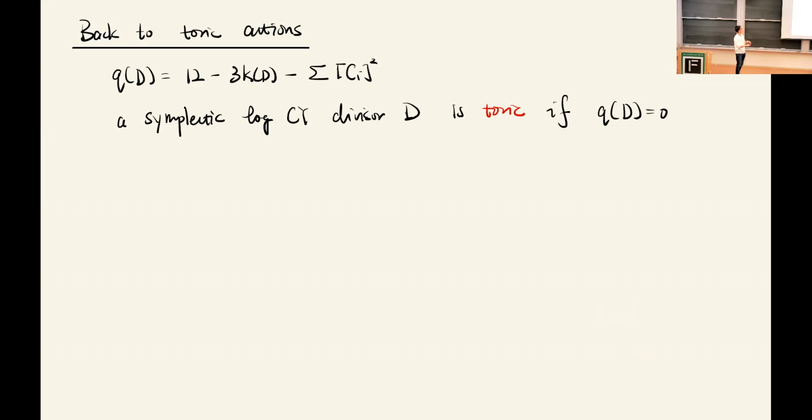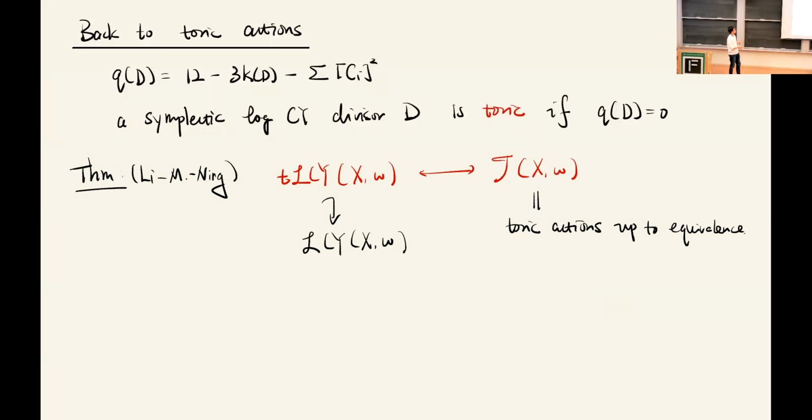being 0, where QD is this weird quantity equal to 12 minus 3 KD minus the sum of self-intersection numbers of its components. Here, KD is the number of components of this divisor. For example, if you have 3 lines, then KD is 3. Right? So if QD is 0, we define this divisor to be toric. Now you get a subset of this moduli, which we call TLCY. And it turns out that there is a bijection from this set, TLCY, to the set of toric actions up to equivalence on this same manifold.